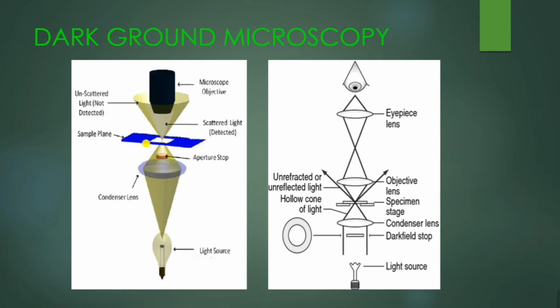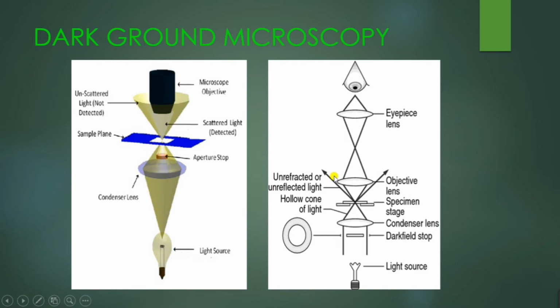Since there is an aperture stop here, it will focus the beam of light that is falling onto the specimen, the scattering of the image will be limited, and the scattered light will be seen through the objective lens. Since the unscattered light is not detected, the background will be dark in color. The unscattered light is not detected because there is an aperture stop kept for the condenser lens.